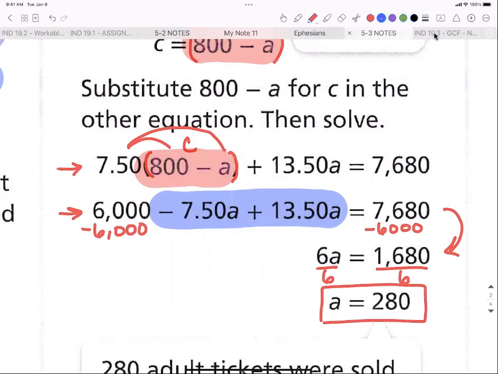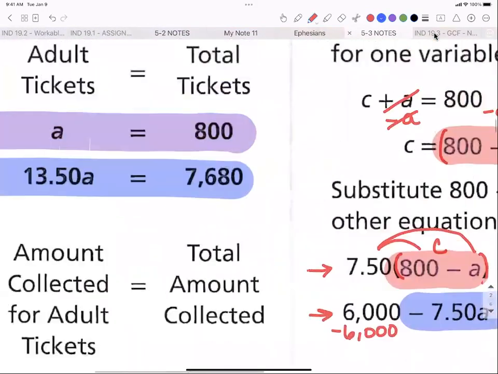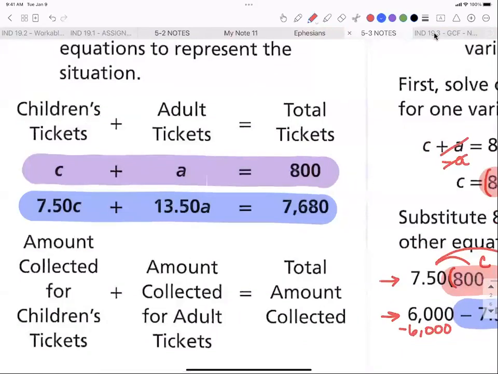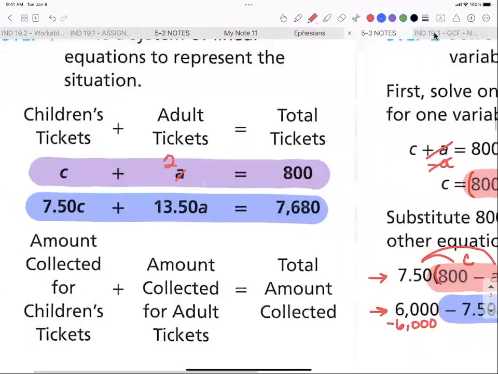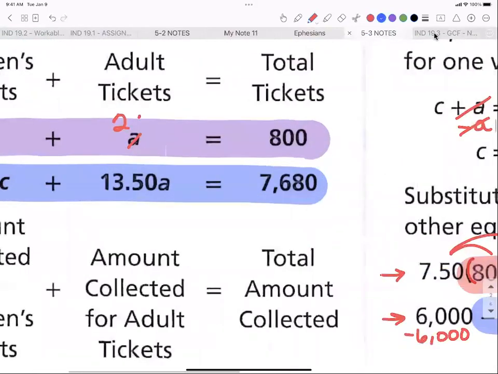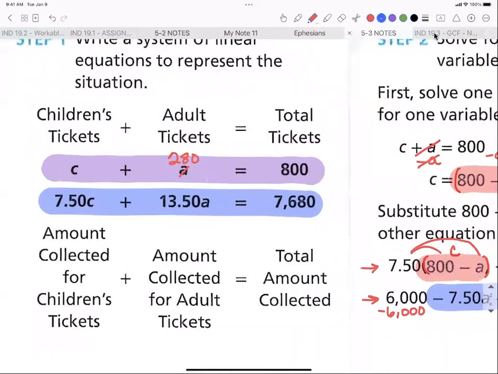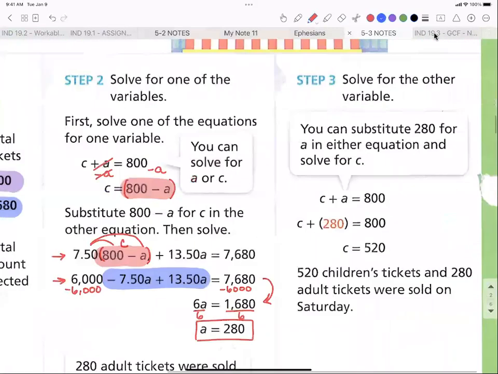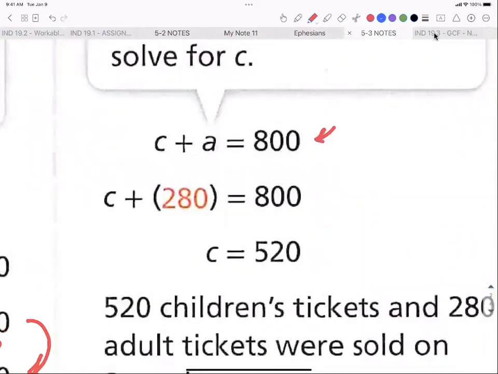Now you go back and you take this number and you plug it into the first equation. Well, what was our first equation? Our first equation was C plus A equals 800. Well, now what do we know about A? We know it equaled what? Was it 250? Yeah, 280. We know that A equaled 280. So can we now substitute in place of the A, we can put a 280. And that's what they did here, okay? This was the first equation. C plus A equals 800.